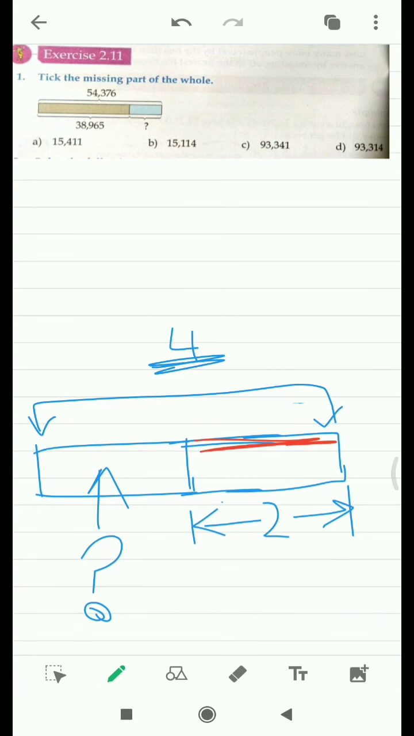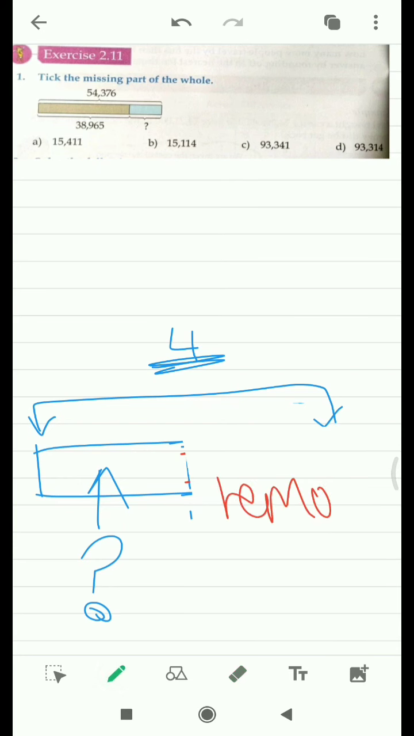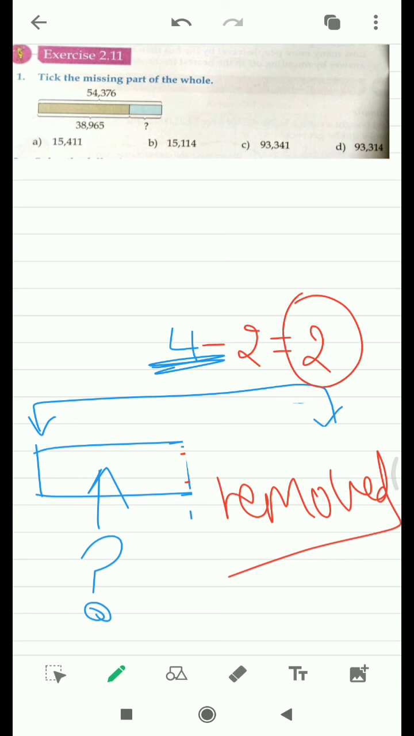So the thing is, if I just take this part out of it, taking out means we have to take this out of the 4. It means if I just remove this part, removing means what? I've just removed it, taken it away. What does that mean? That means subtraction. 2 out of 4 is gone. Now what is left? 2. It means this part is 2. Right? So now this concept we're going to use in our first question.